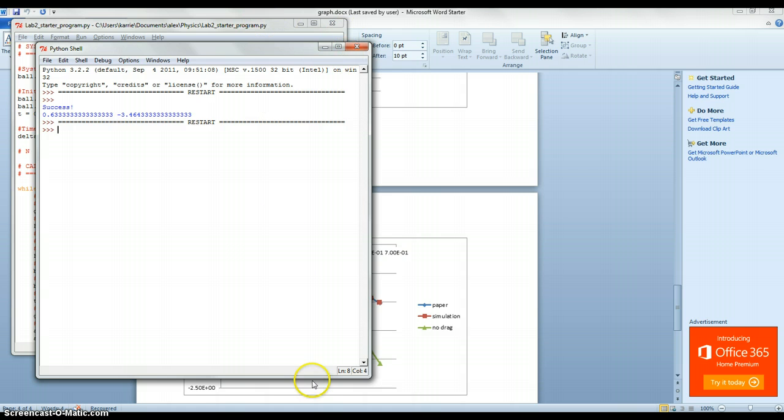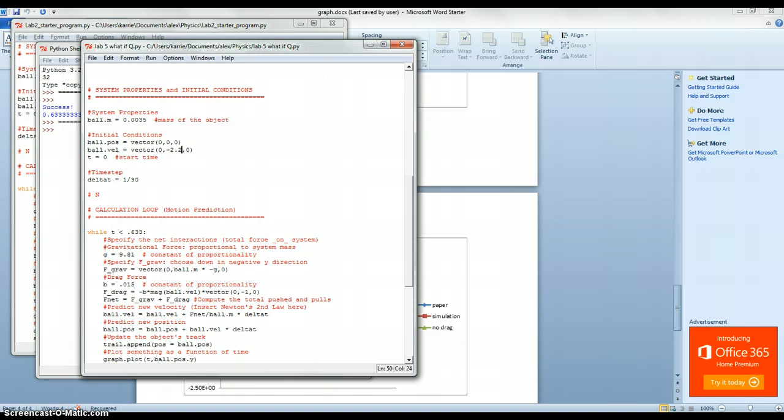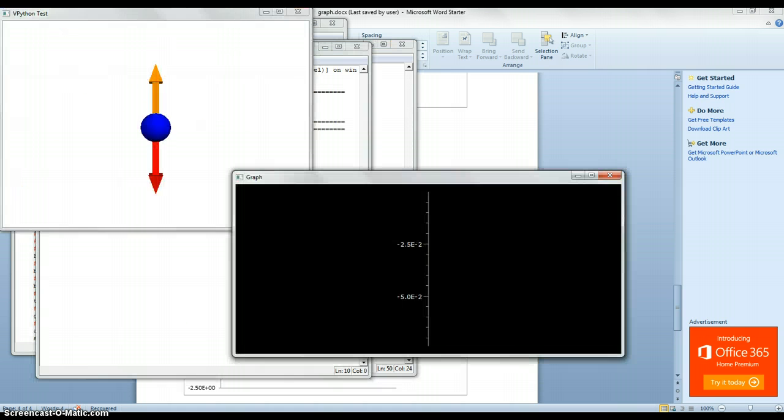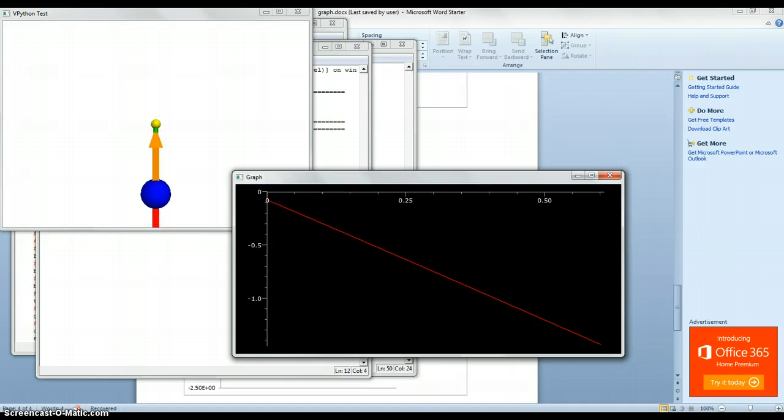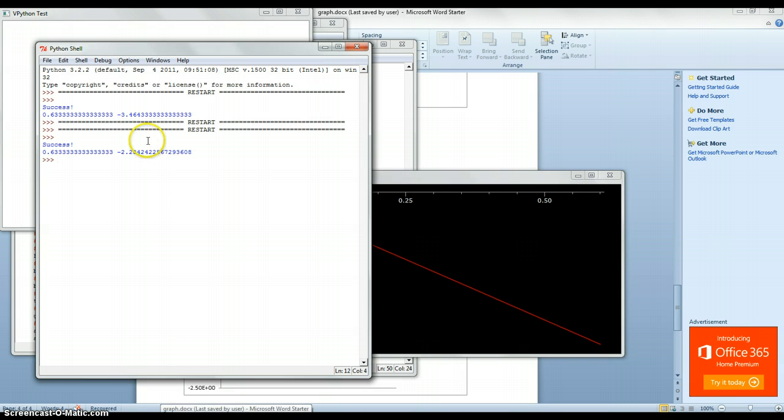And for drag force, this is what it looks like. You can see it's almost a straight line, and the final velocity is negative 2.28, which is very close to the terminal velocity that I estimated. And that's all.